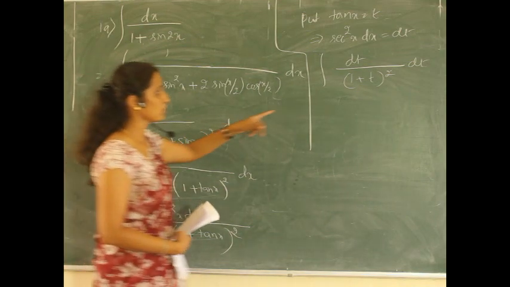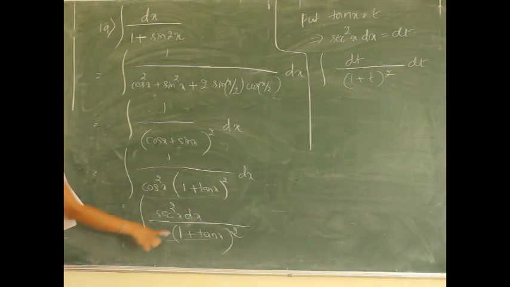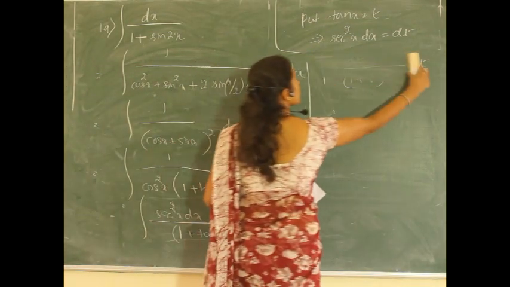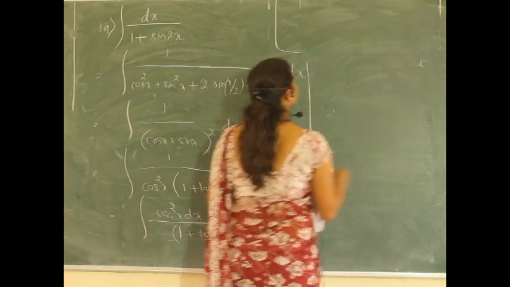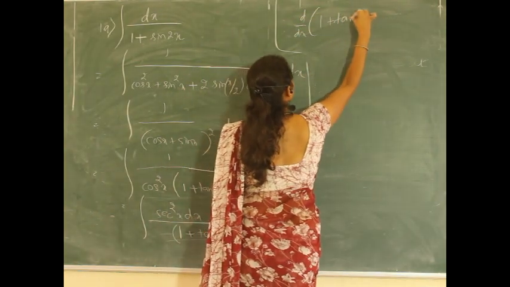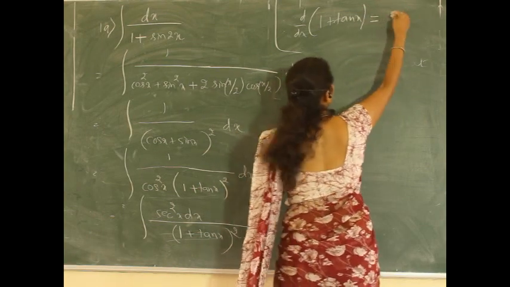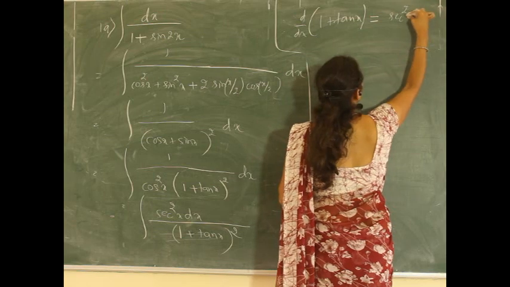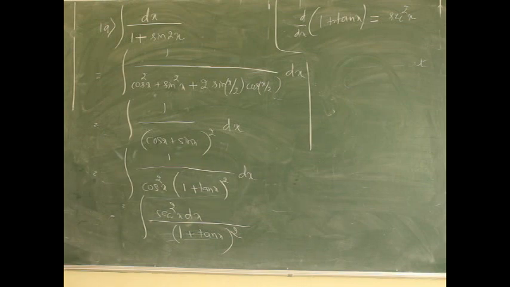So it is 1 plus t whole square dt. Or what we can do is, instead of taking t, here it is 1 plus tan x. What is the derivative of 1 plus tan x? Derivative of 1 is 0, and the derivative of tan x is secant square x. So the derivative of 1 plus tan x will be secant square x.